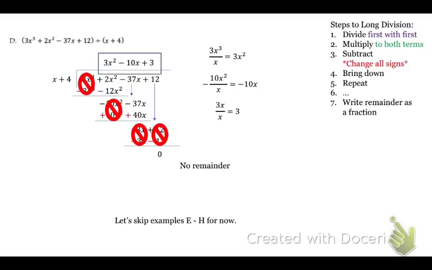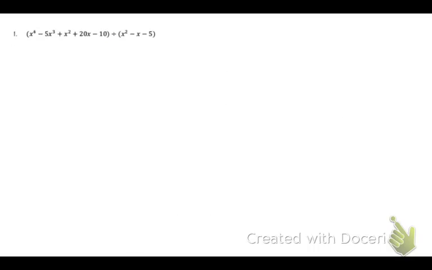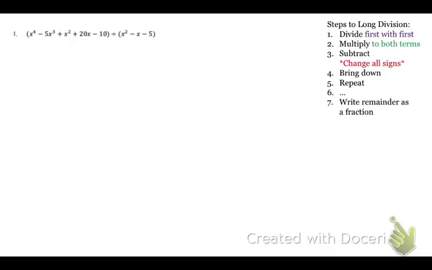Let's skip examples E through H. Let's go to this one right here. So we have x to the fourth minus 5x cubed plus x squared plus 20x minus 10 divided by x squared minus x minus 5. And we're going to do this the same exact way we just did that last one. Okay, so we're going to divide first with first.